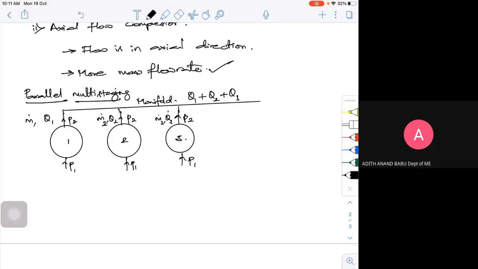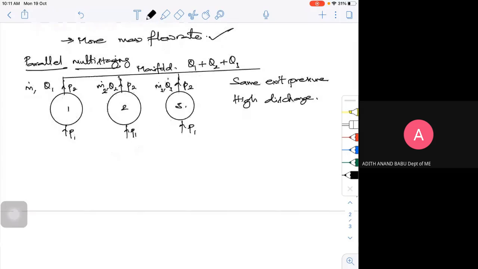Now, when I go for a parallel arrangement, that means for the same exit pressure and high discharge, I want the same exit pressure at high discharge, I will go for a parallel connection. So when can I go for a series connection, series multi-staging? What are you going to do?